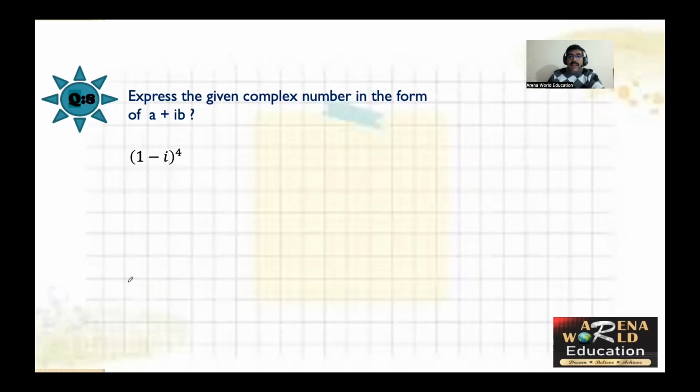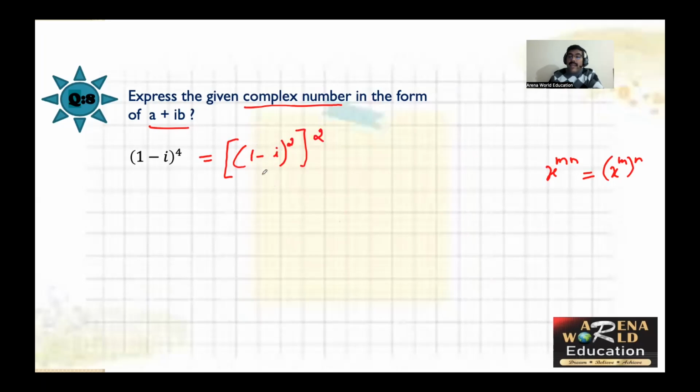Now in question number 8, we have to again express the given number in the form of a plus iota b, but this time we have (1 minus iota) raised to power 4. We had already discussed x raised to power mn can be written as (x raised to power m) whole raised to power n. So we can write it as (1 minus iota) square, and this will be raised to power 2. Inside the bracket, you can see (1 minus iota) whole square.